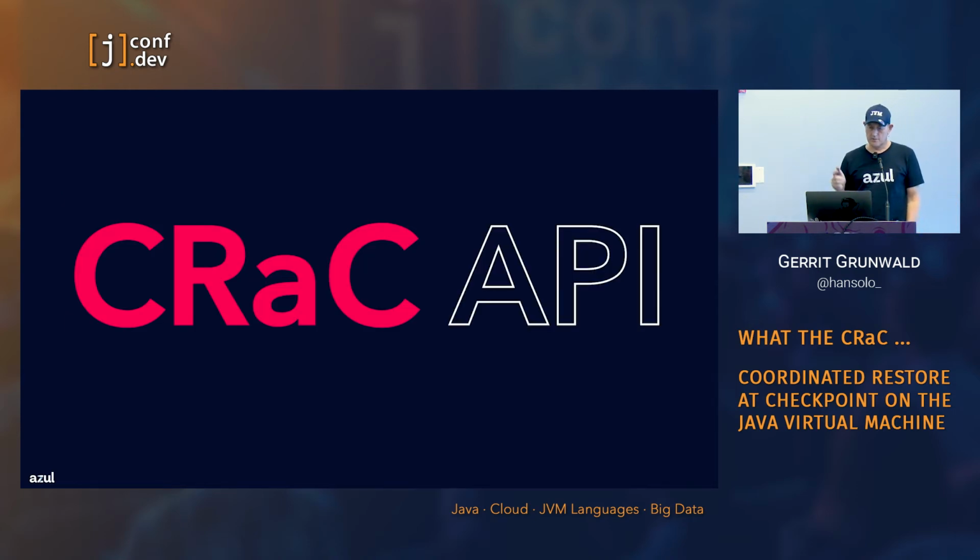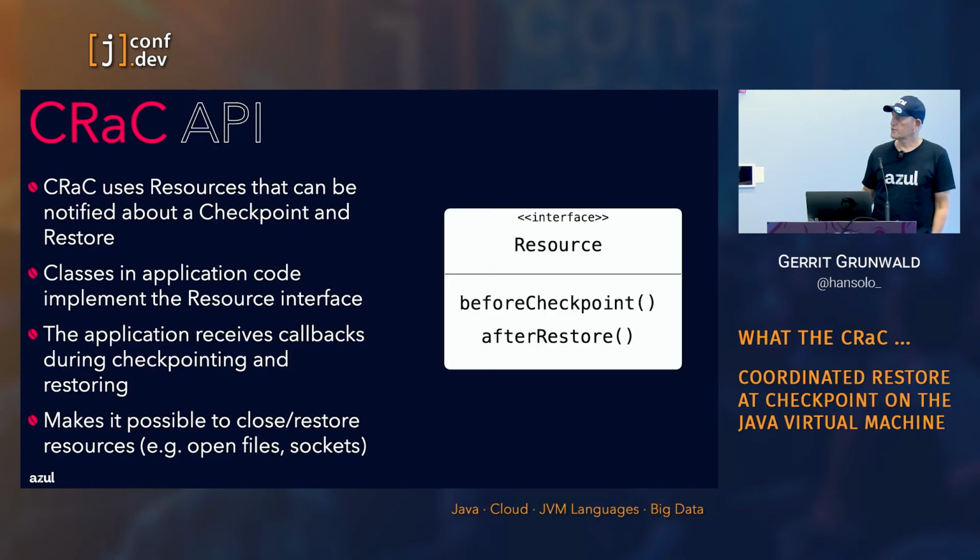All right, so I told you already it has a very simple API, and in principle it's just one interface. It's called Resource, and it has two methods, beforeCheckpoint and afterRestore. So if you would like to use CRaC with the JDK that we provide, you have to change your code. Sounds terrible, but it's not really. In principle, it will throw checkpoint exceptions. So if your code fails, it will tell you, well, in this class there was something, you better implement the interface there. So then you implement the interface, and then you have these two methods.